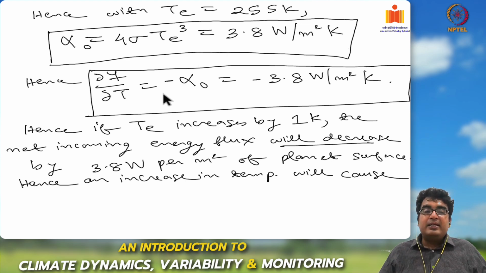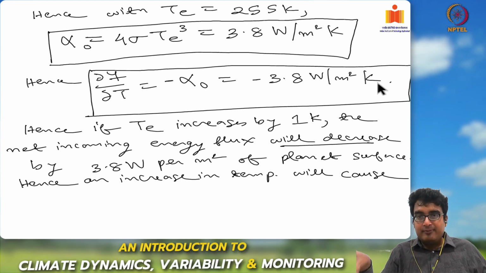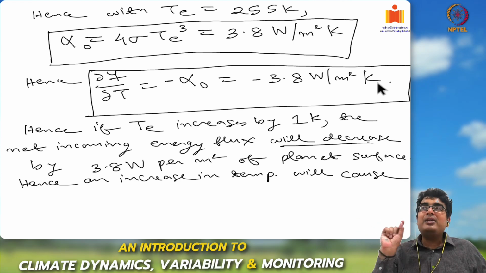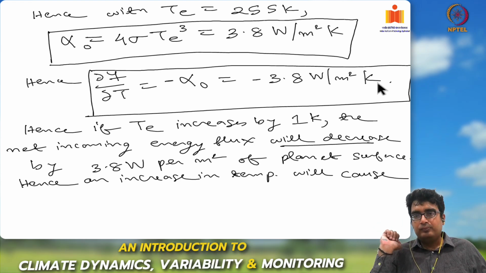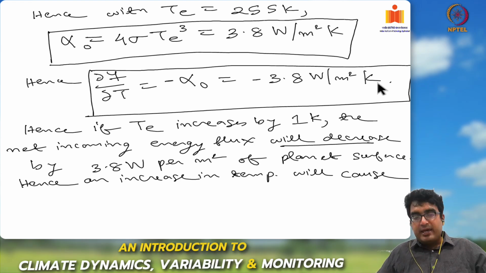Now del F del T is minus alpha 0. So as you can see here, del F del T is minus 3.8 watt per meter square Kelvin. What this means is, for each Kelvin increase in temperature of the planetary system, the net incoming radiation will decrease by 3.8 watt per meter square. Hence, if TE is increasing by 1 Kelvin, the net incoming energy flux will decrease by 3.8 watt per meter square at the troposphere level.